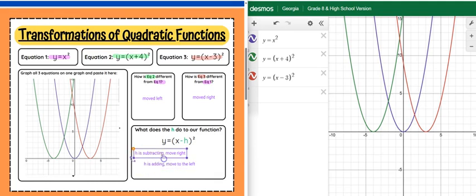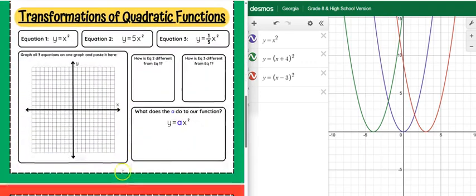So it's backwards from what we actually see. If it's negative, we go right, in the positive direction. And if it's positive, we go left, in the negative direction. So it's just the opposite of what we see. All right, let's look at this next set.